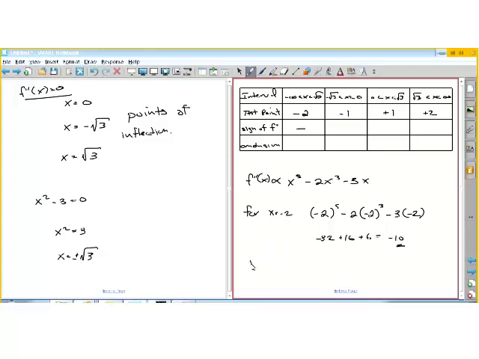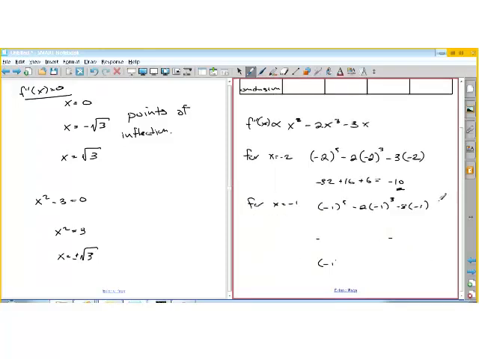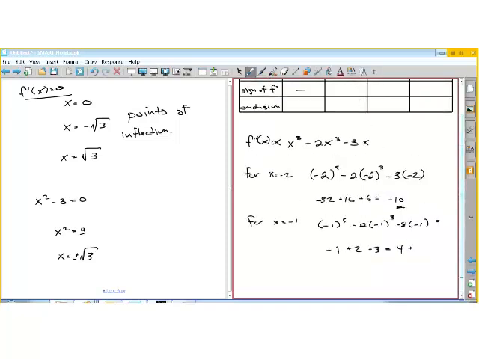And then we could do x equals -1. Can't really use the same argument for this part. So we'll get -1 plus 2. -2 times -1 is +2. -3 times -1 is +3. So that becomes +4. It's positive. So it's positive up here.